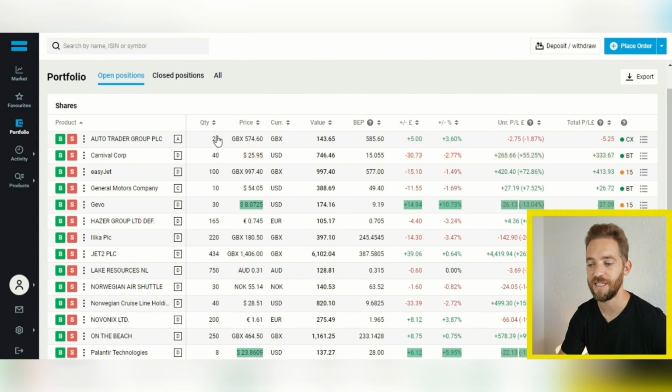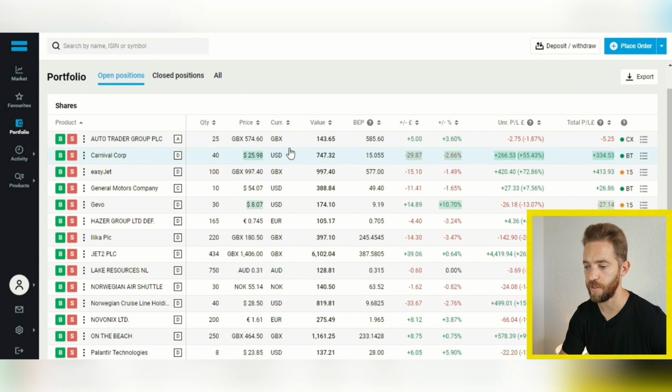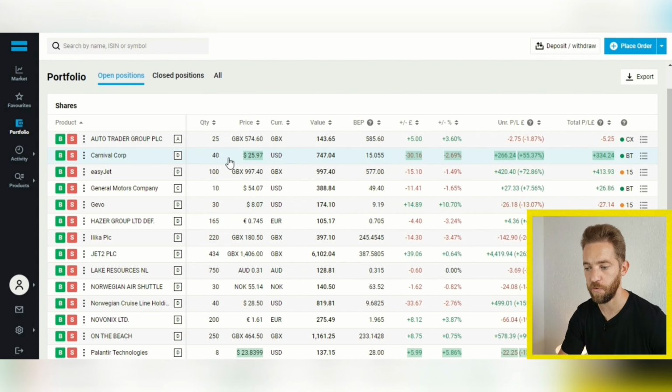You have the quantity of your investment. So I have 25 shares in Auto Trader, 40 in Carnival Corp. Price is always shown in the currency that it's listed in, so whether it's pounds or dollars or euros. And it gives you the currency next to it as well. The value though, this will be in your base currency. So for me, it's pounds. If you ever look across here and it doesn't seem to add up, it might be because you've got 40 shares at $25. Well, that's about $1,000 and it equates to £746 in this case. So just bear that in mind.